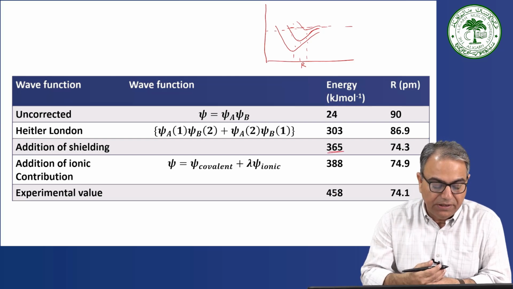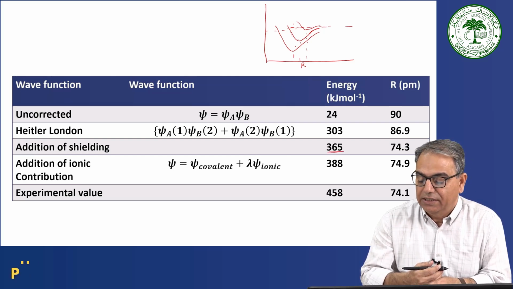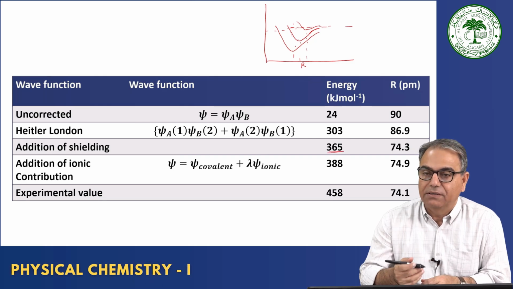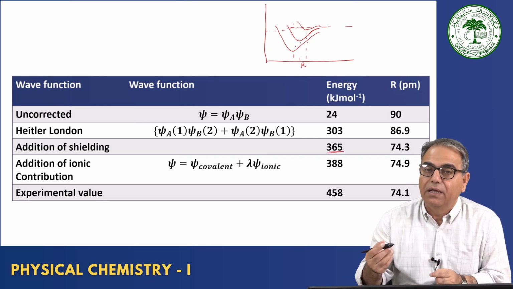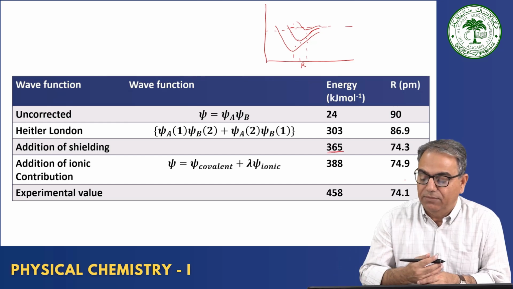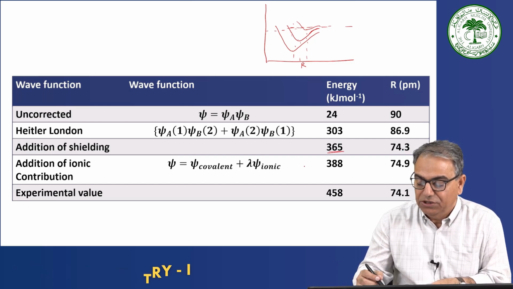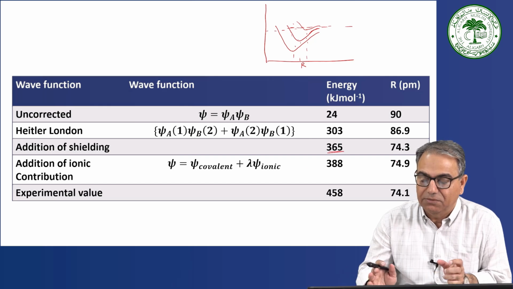Further improvement is the addition of ionic contribution, and the value of energy reaches 388 kilojoules per mole. But the bond distance departs to 74.9. So addition of shielding leads to a very close bond distance, close to 74.1, but addition of ionic structure leads to a little larger bond distance, though energy improvement takes place. It becomes 388 kilojoules.